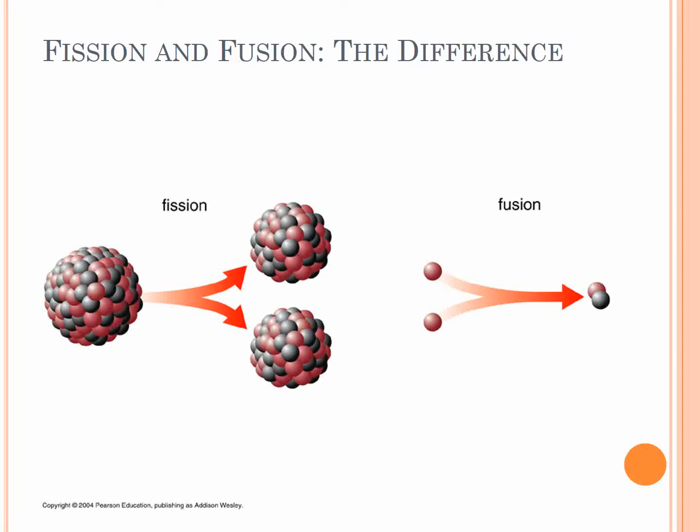So in this example, you can see a picture of fission and fusion. You see a very large nucleus in fission splitting apart into two smaller nuclei, whereas in fusion, you're starting with two smaller nuclei and you're slamming them together and fusing them into one nucleus.